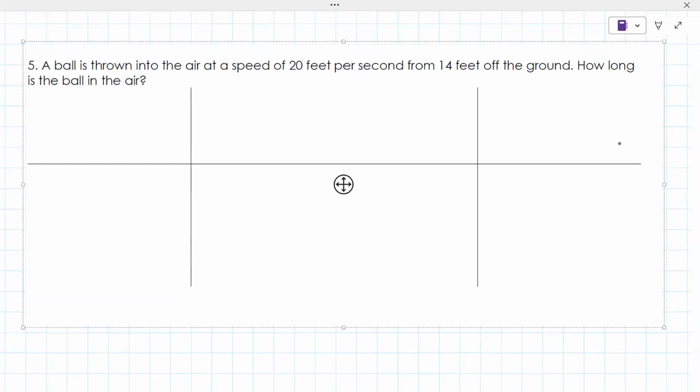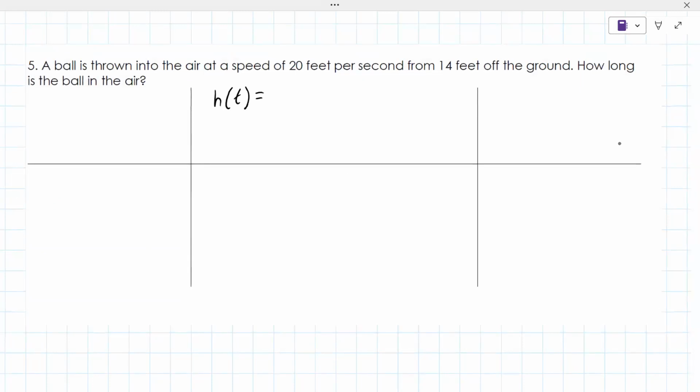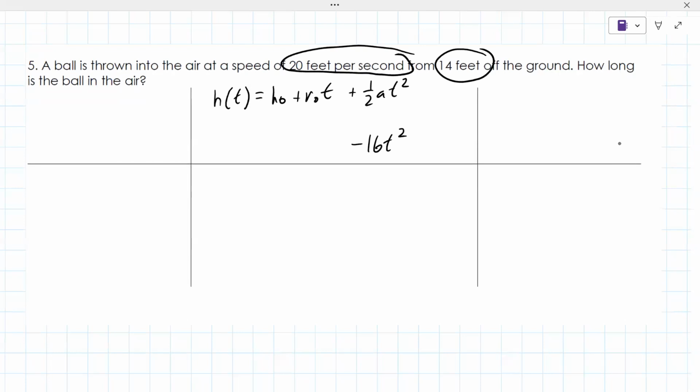I don't think so. All right, so the height of the ball as a function of time is the initial height plus the initial velocity times time plus 1/2 a t squared. You told me that your instructor kind of shortens this to minus 16t squared. Yeah, she just tells us to use minus 16t squared plus v sub 0 t. Yeah, you can switch the order. The velocity is 20 feet per second and the height is 14 feet off the ground. So this is 14 plus 20t minus 16t squared.